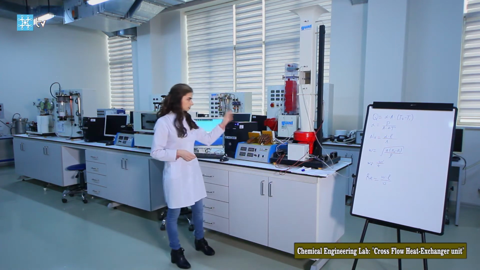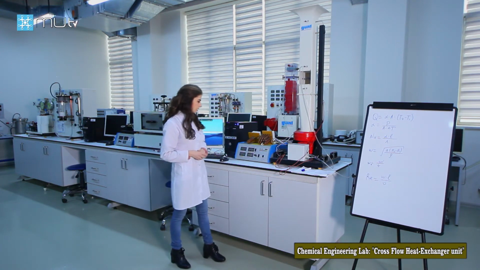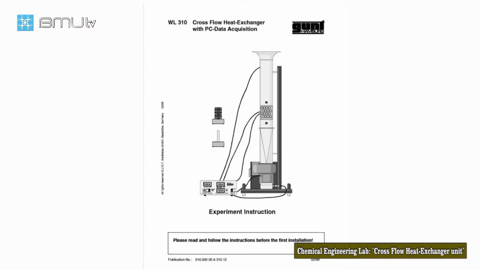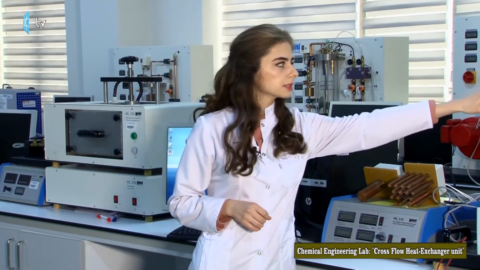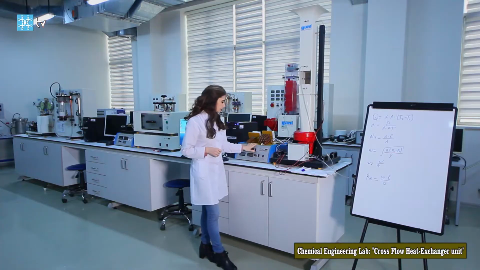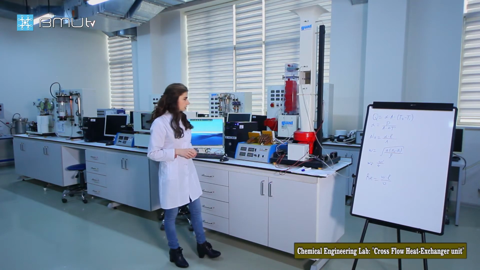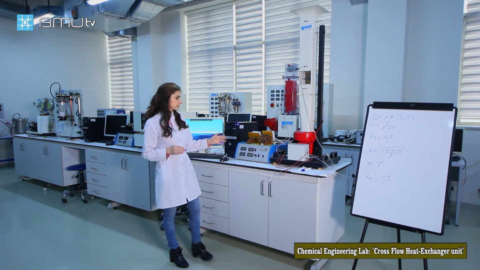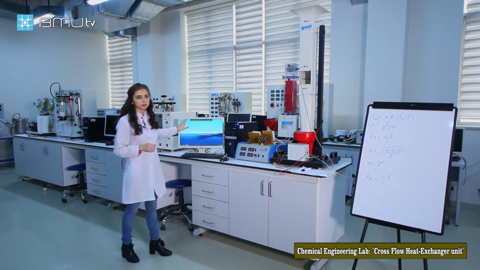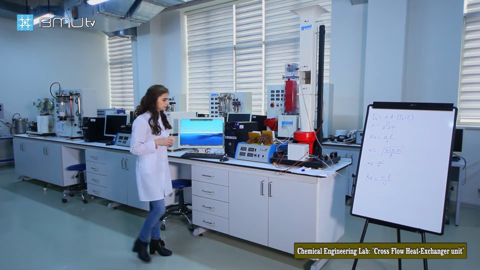So let's demonstrate and show our unit equipment. Let me explain this unit. As you can see, our equipment comprises two main parts. This is the duct assembly, and this is the display and control unit. At the same time, our equipment is supported by computer software.